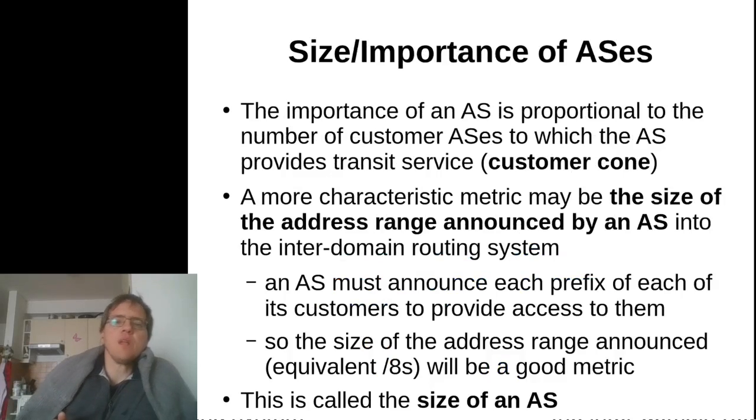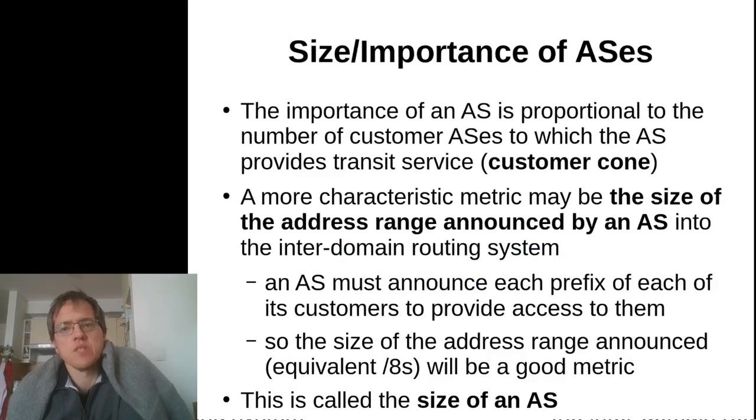This brings us to a very interesting question, and this observation will give us the insight that we are going to use to reason about the size and the importance of ASs, or actually try to measure something which is so subjective and subject to individual discussions: what we mean by the importance of an AS. This is something which is very difficult to reason about exactly, but the previous observation will give us a basis to do just that. Okay, so the importance of an AS is proportional to the number of customer ASs to which the AS provides transit service.